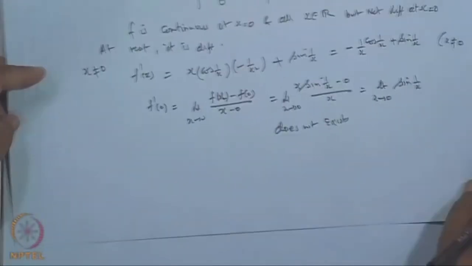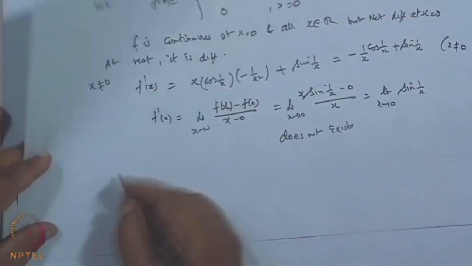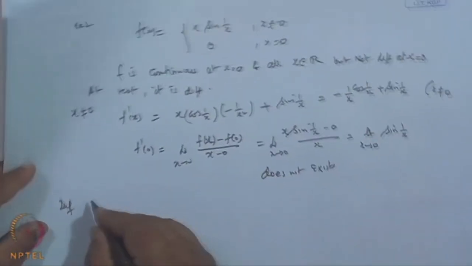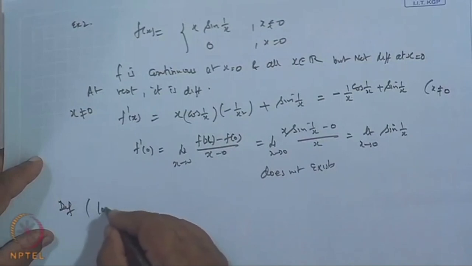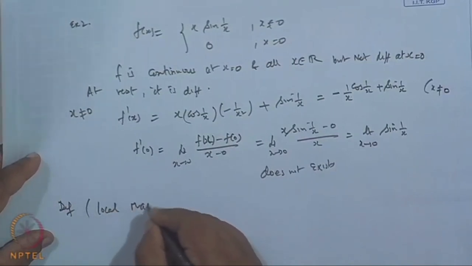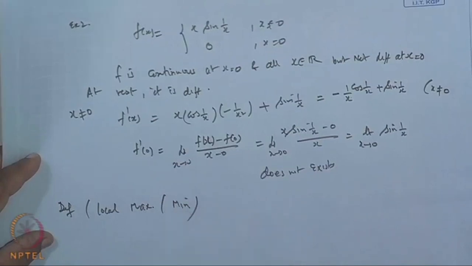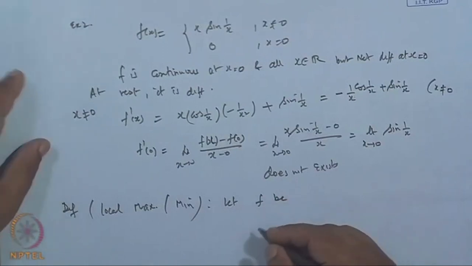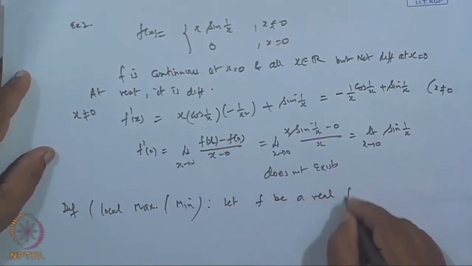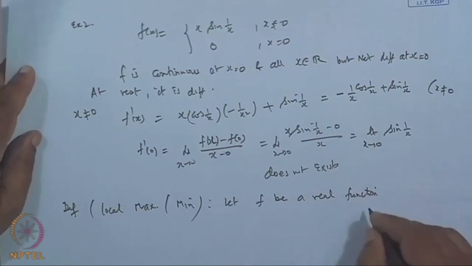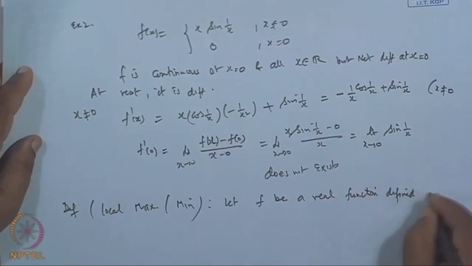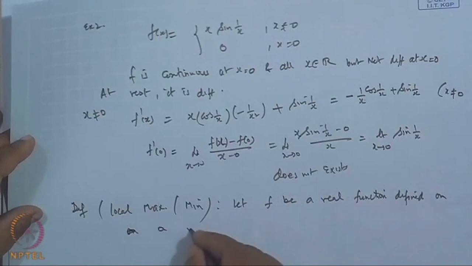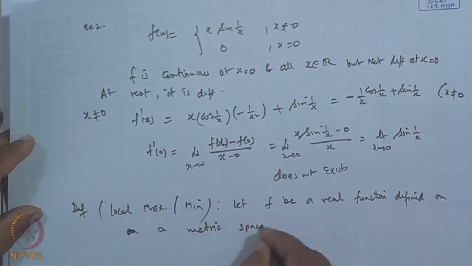Now, there are certain mean value theorems which we will make use of. Before that, let me see the definition again for the maxima and minima, local maximum, local minimum. We already discussed this. Let f be a real function defined on a metric space (X, d).